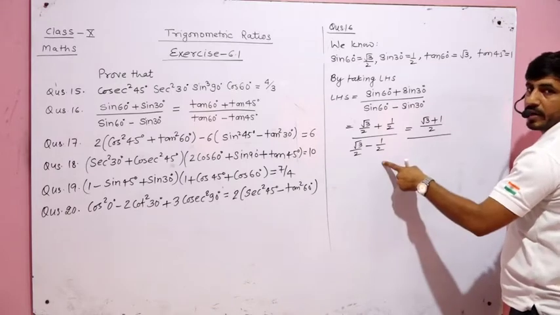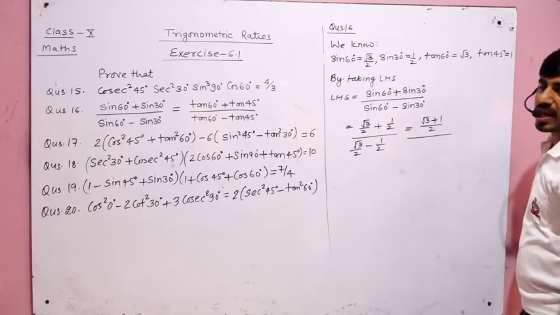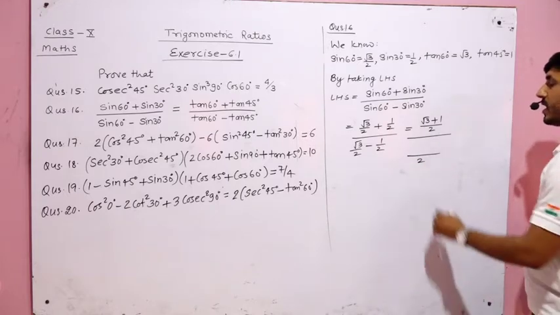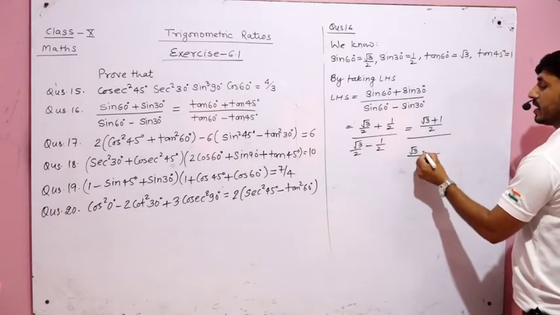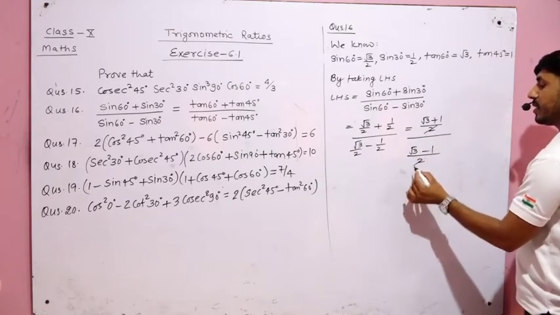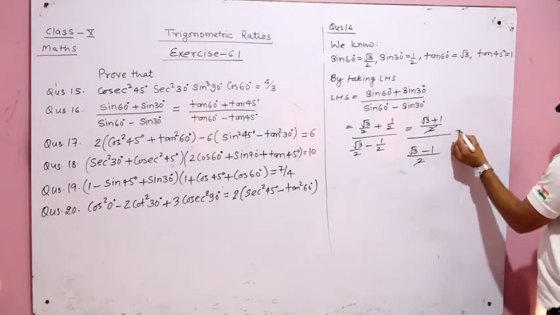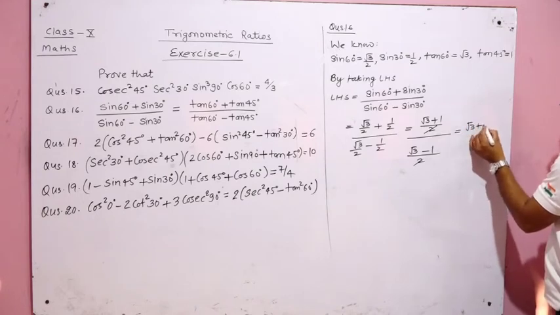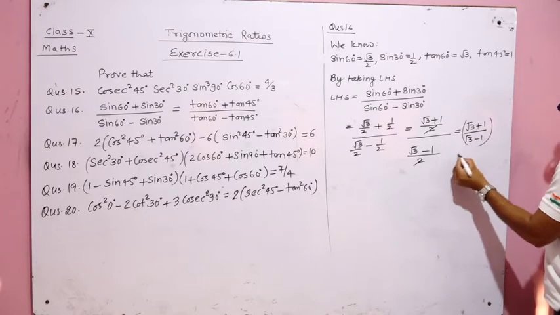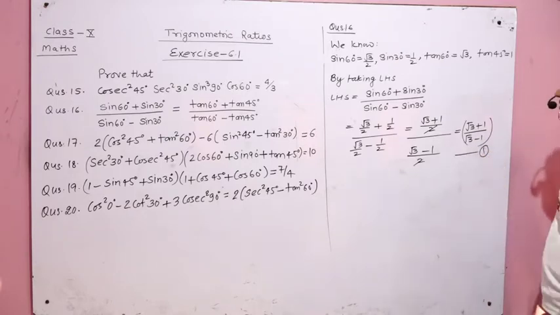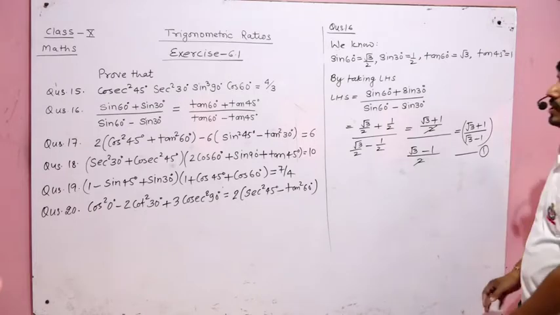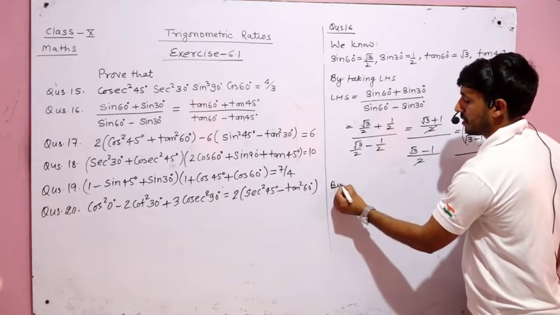Again in the denominator we have 2 as LCM, and the remaining part is root 3 minus 1. As you can clearly see, this 2 cancels that 2, that's why we are getting root 3 plus 1 divided by root 3 minus 1. This is equation number 1.